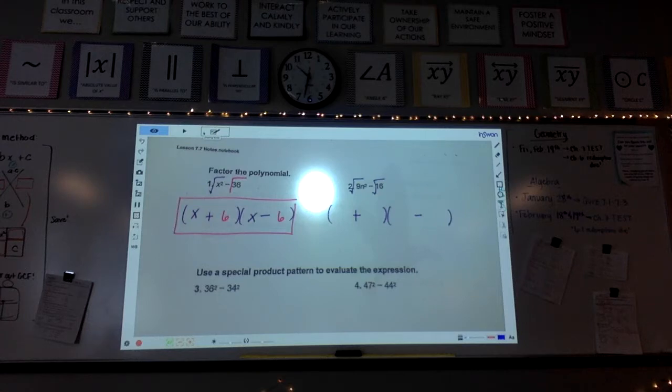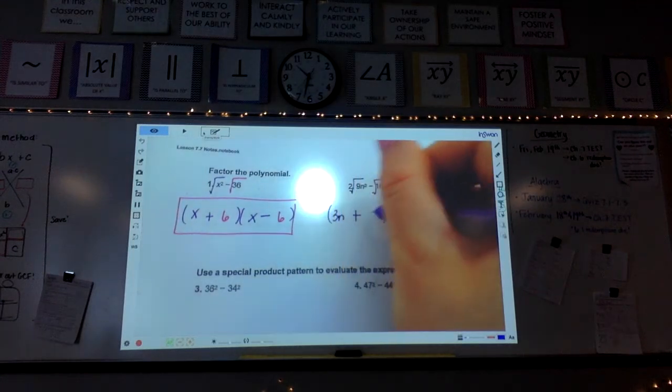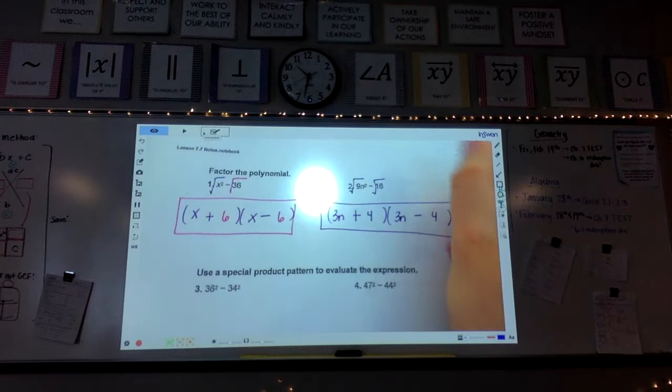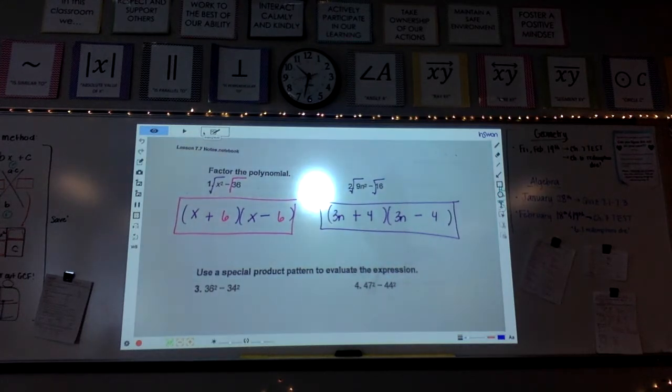Who thinks they have it? Claudia? 3n plus 4, 3n minus 4. Perfect. Nice. Square root of 9n squared is 3n. Square root of 16 is 4. One's plus, one's minus. There's your 2 factors. If you want to check it, you can go ahead and multiply it, and you should get 9n squared minus 16. That's pattern number 1 of the day, a difference of perfect squares.